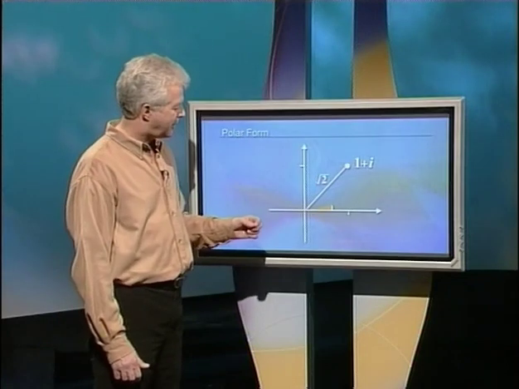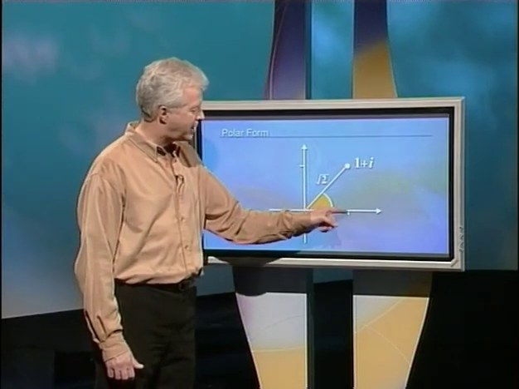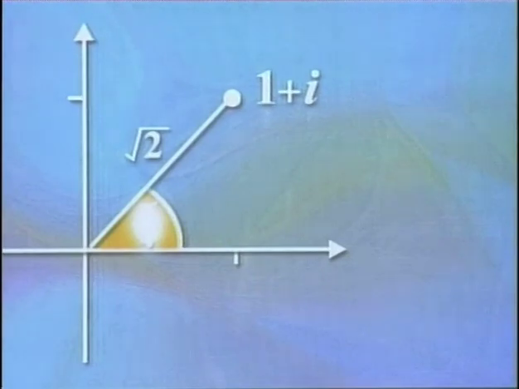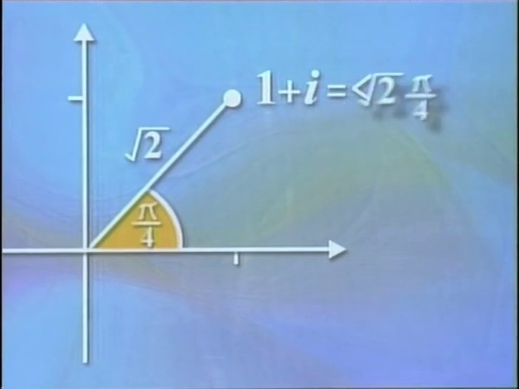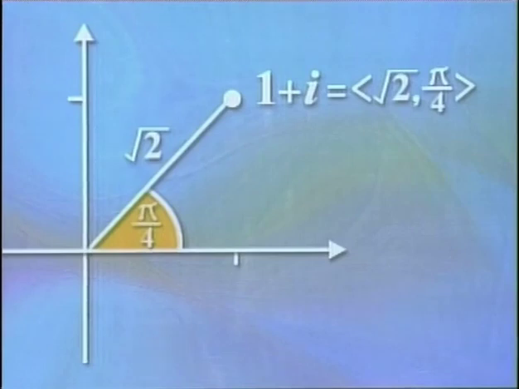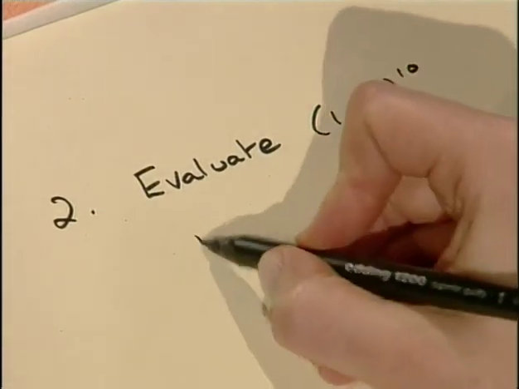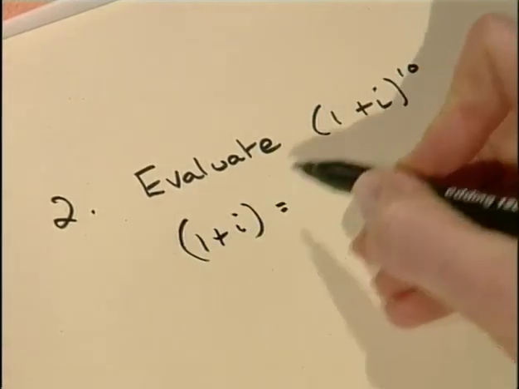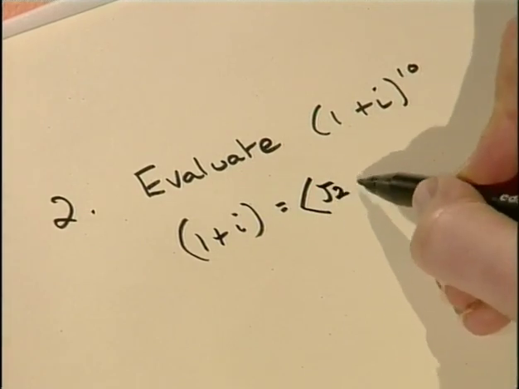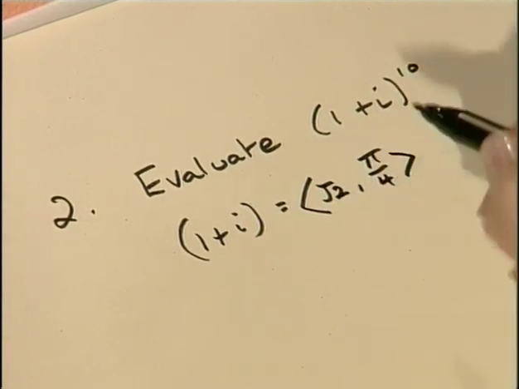Now we need the angle. This angle here, well, because that's 1 and 1 in a right angle triangle, it'll be 45 degrees, or in radians, pi by 4. So 1 plus i is represented in polar form by root 2, pi by 4. So that root 2, pi by 4 represents my complex number. So 1 plus i in polar form is angle brackets root 2, pi by 4. Well, before I continue with finding the 10th power, let's look at one more example.